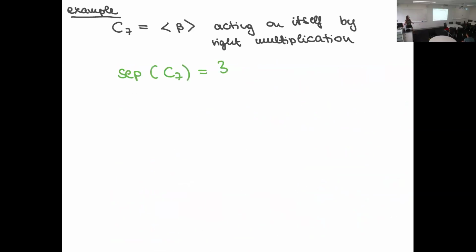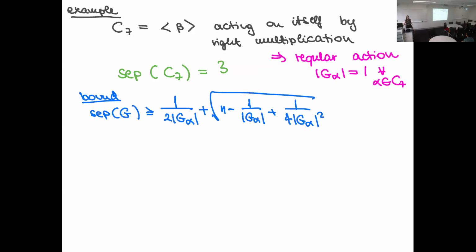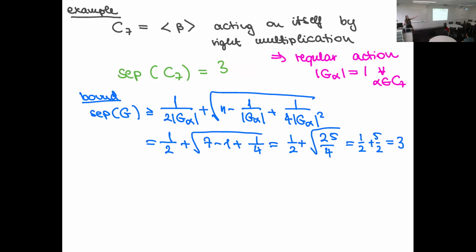So let's plug this into our bound from previous. We can also see that this is a regular action, and the regular action is just defined by having the point stabilizers equal to 1. So if we plug this into the bound that I said was sharp, then we'll get that this bound actually gives us a 3. And that's our answer. So we attained that bound.